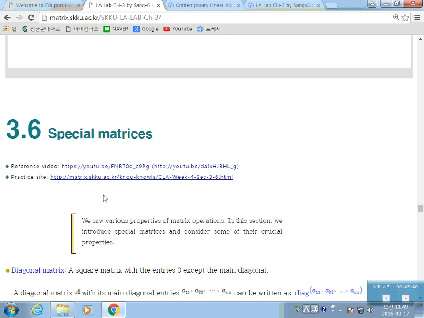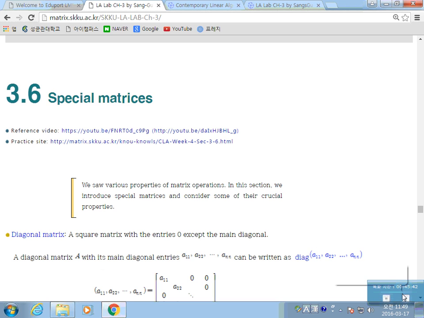Yeah. And next, we will continue with special matrices, such as the identity matrix, scalar matrix, and symmetric matrix. Any questions?